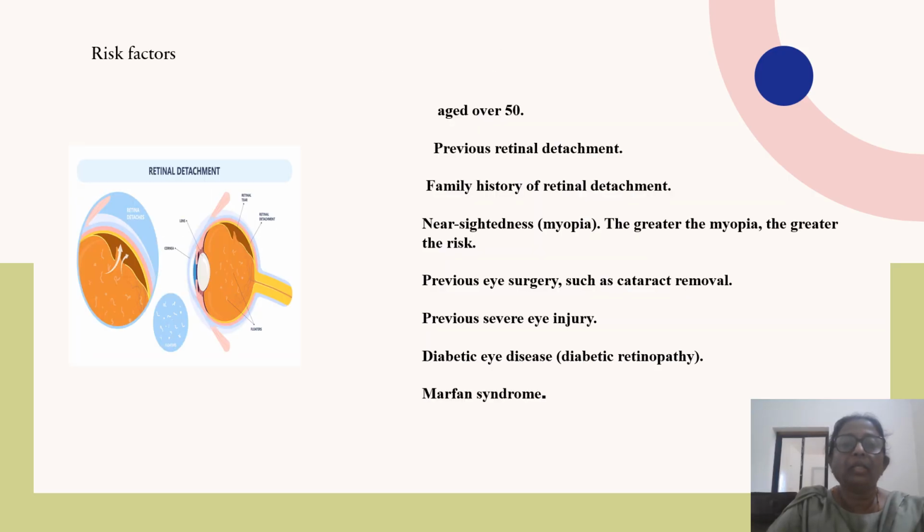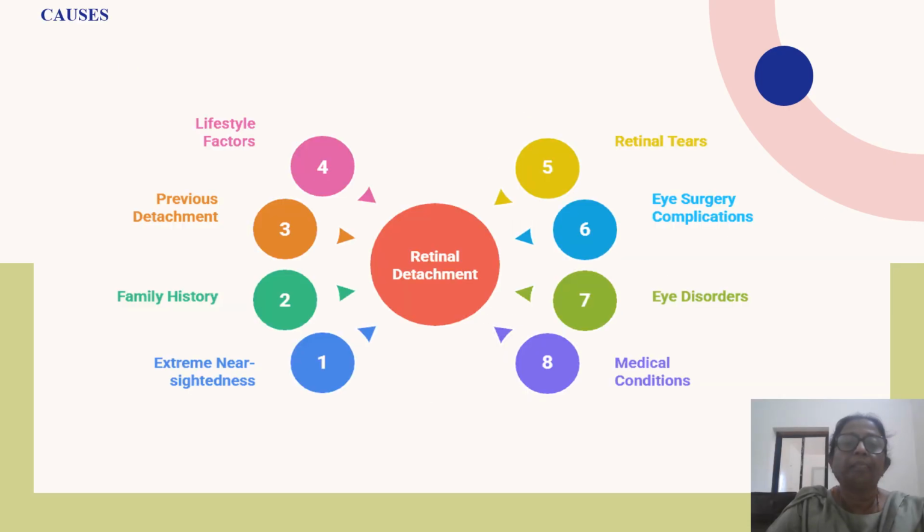Risk factors: age over 50, previous retinal detachment, family history of retinal detachment, nearsightedness or myopia, previous eye surgery such as cataract removal, previous severe eye injury, diabetic eye disease, that is diabetic retinopathy, or Marfan syndrome. So the causes: lifestyle factors, previous detachment, family history, extreme nearsightedness or myopia, retinal tears, eye surgery complications, eye disorders and medical conditions.